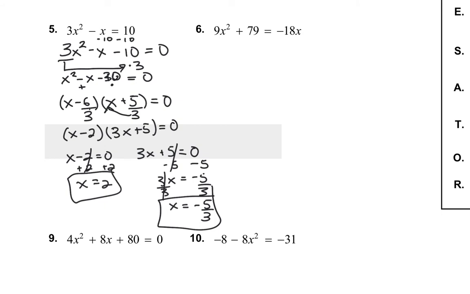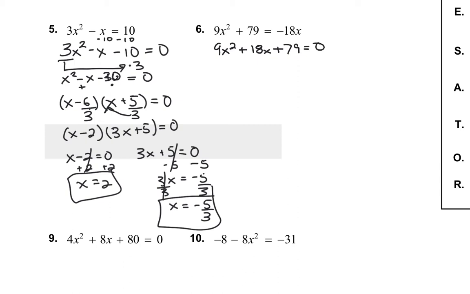For number 6, you are going to solve this one by completing the square. That's the easiest way to solve it. So the first thing you want to do is move the 18x to the left side of the equal sign by adding 18x to both sides. So you're going to have 9x squared plus 18x plus 79 is equal to 0.